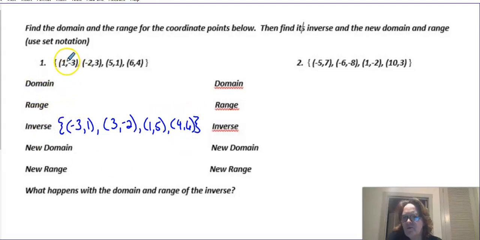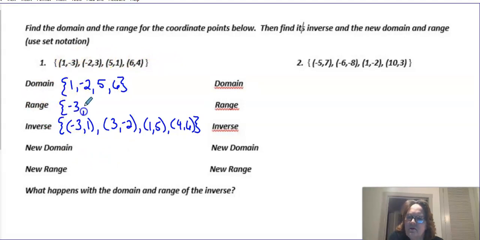Okay, so the original function, let's look at that. The domain of the original function is just all the x values. So the domain, if we put it in set notation, would be 1, -2, 5, and 6. The range would be all the y values. So that would be -3, 3, 1, and 4.